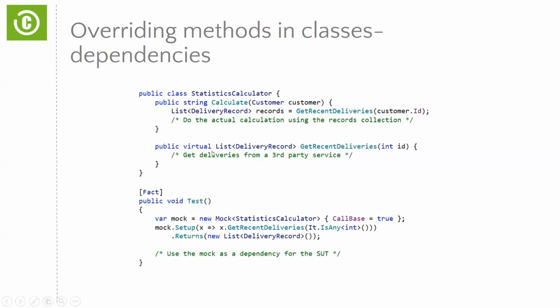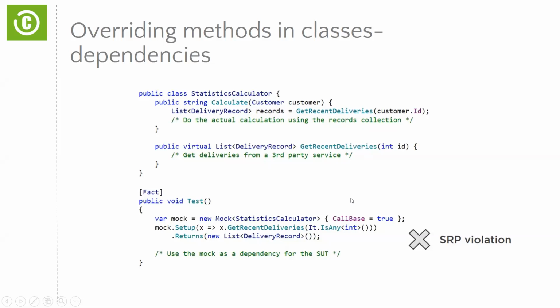One solution here would be to make this recent deliveries method virtual, so that we can override it in our unit test with the help of a mock, but that's an anti-pattern. The fact that you need to substitute not an entire class but only a part of it is a sign that it violates the single responsibility principle. If you look closely at the statistics calculator class, it has two distinct operations to perform: get the recent deliveries with the help of a third-party service, and then perform some calculations on the results.